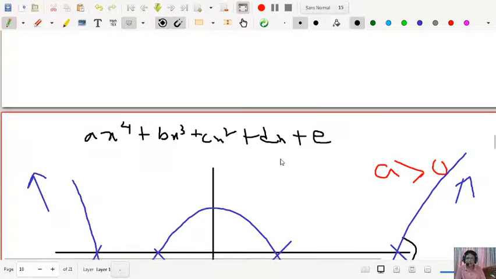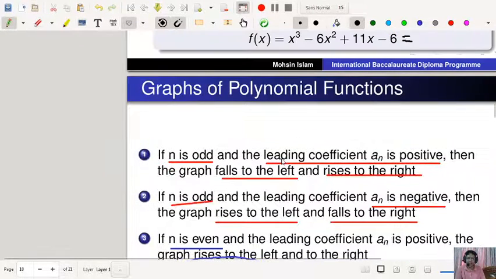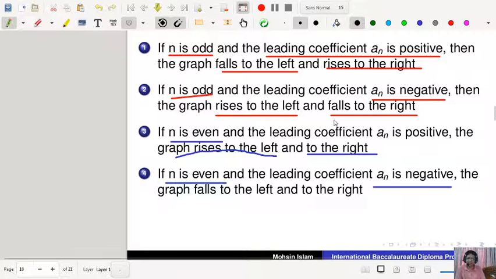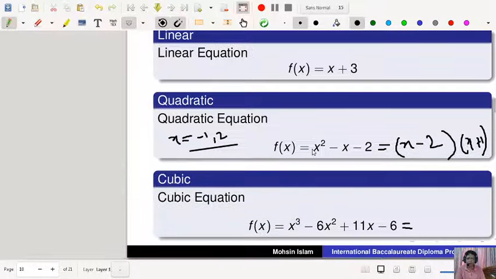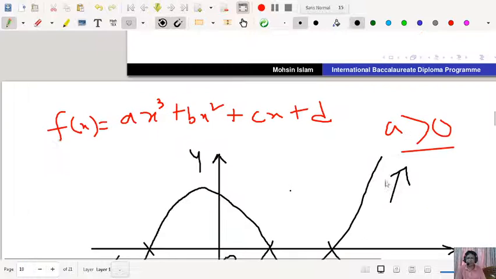So these are the concepts of how to draw the graph and get the idea of the graphs of polynomial functions: the nature if n is odd or even, and if the leading coefficient is positive or negative. I have also shown you how to draw linear, quadratic and cubic polynomials, and also biquadratic polynomials, that is of order 4. Similarly you can explain the 5th degree polynomial, 6th degree polynomial, and so on. Clear?